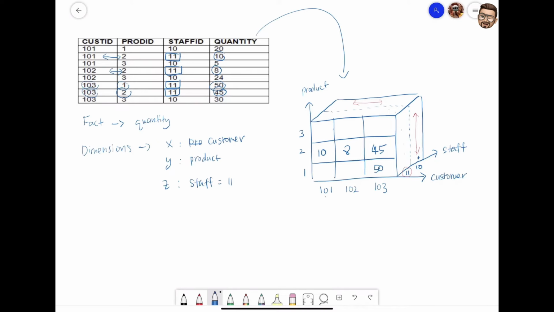If you want to do staff number 10, then of course you need to do another data cube. However, the Z at the front must be 10. Then you read data for 10. Normally the empty cells we will put as 0. So this is the data cube based on the question, which is the sales done by staff number 11.